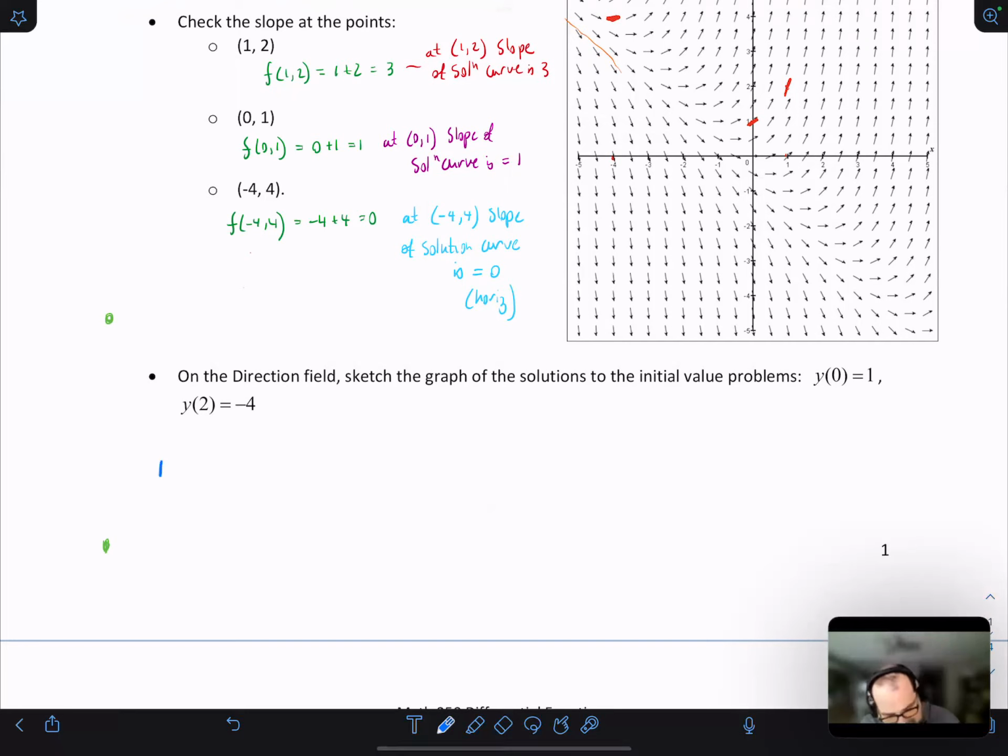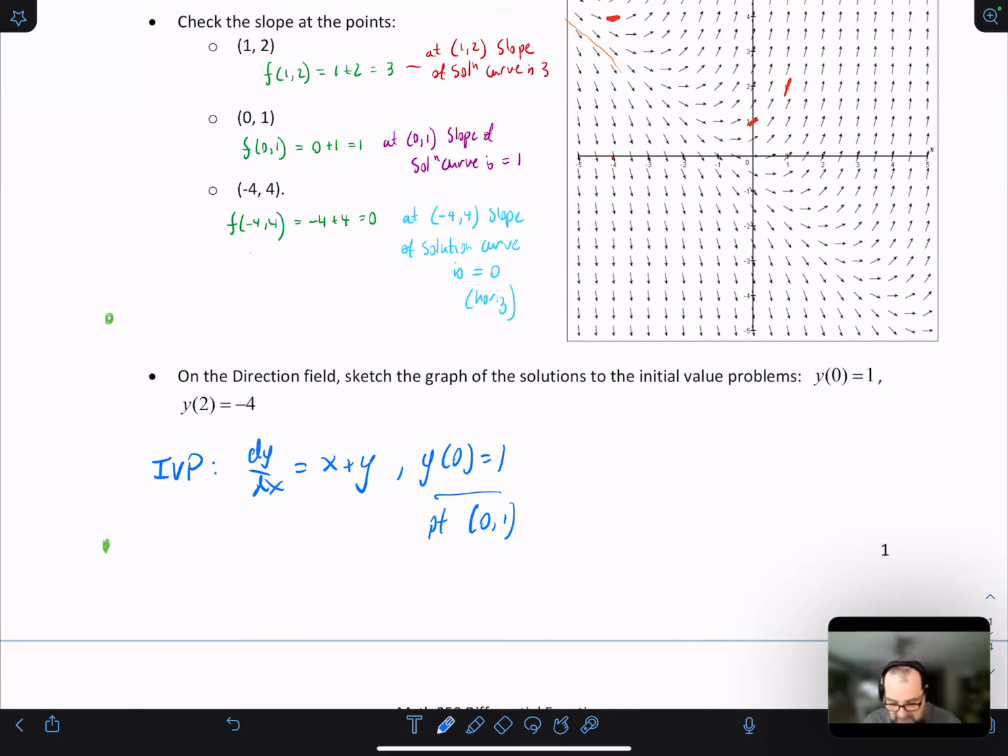What we're really saying here is the initial value problem is dy/dx = x + y with the initial condition y(0) = 1. What we understand this to mean is this is an initial point on our graph. This is the coordinate point (0, 1).